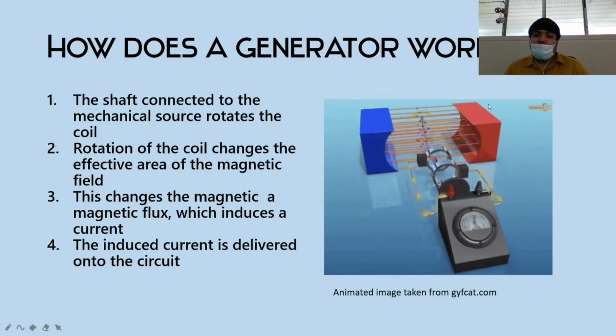Now, rotation of that coil changes the effective area that these magnetic field lines pass through. In turn, this produces a change in magnetic flux, and that change in magnetic flux induces a voltage and in turn a current which powers a circuit, may it be simple, complex, or an entire power grid.